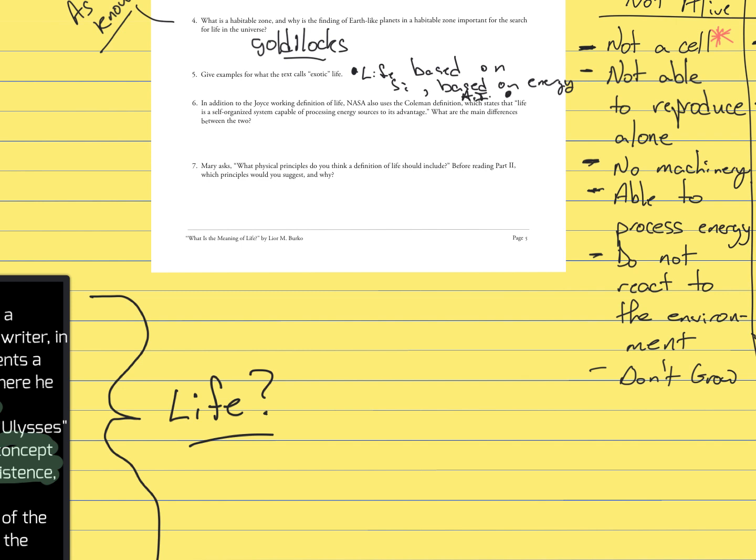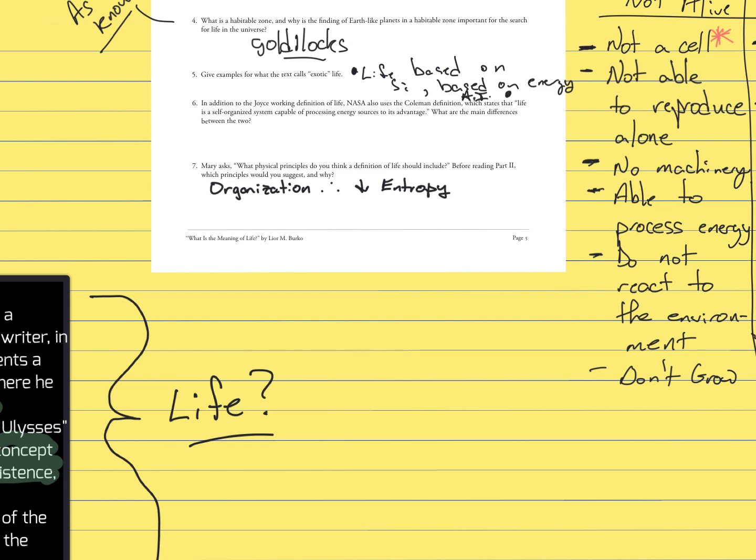All right. So what physical principles do you think a definition of life should include? Before reading part 2, which principles would you suggest and why? This is really an answer that just has to do with whether you're able to support your answer with evidence. Some possible right answers might be something like organization, and therefore, the three dots means therefore, a decrease in entropy and a decrease in chaos.